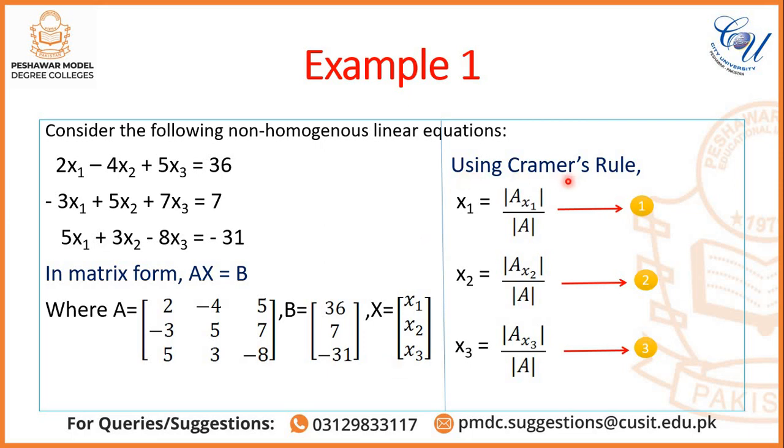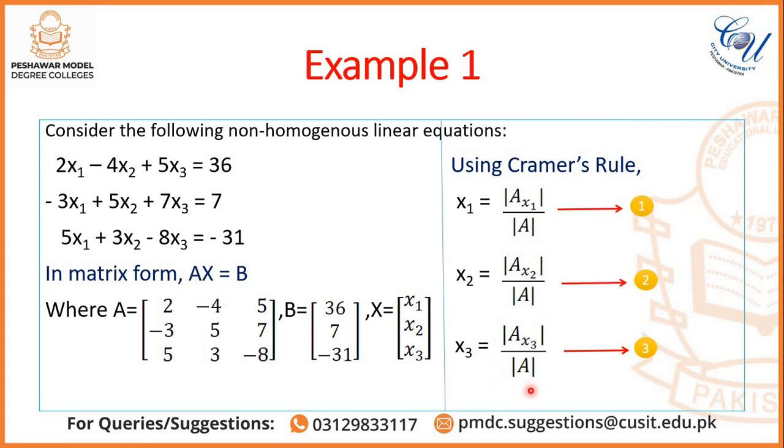Now using Cramer's rule, the formula is x1 is equal to determinant of A for x1 upon determinant of A, we call it equation 1. Then x2 is equal to determinant of A for x2 upon determinant of A, we call it equation 2. And x3 is equal to determinant of A for x3 upon determinant of A, and we call it equation 3. Now we are going to find these values, and we'll put them in these equations to get our required result in the form of x1, x2 and x3.